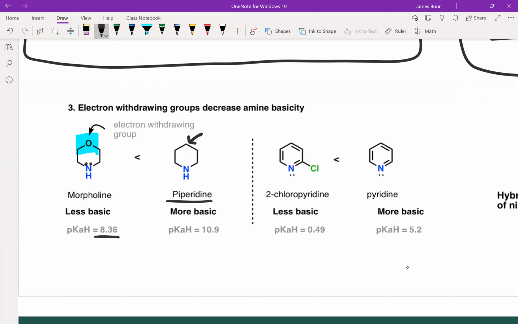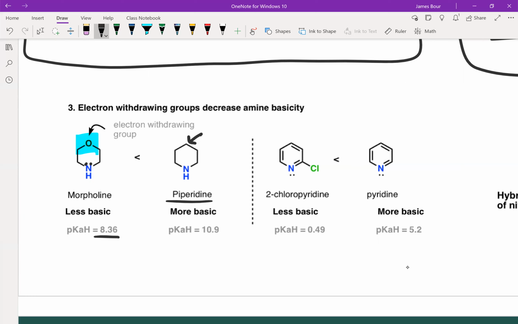And piperidine has a much higher pKa of 10.9. And while 2.5 or so pKa units may not seem like much, this is between 100 and 500 times more basic. That's a lot. So these small changes can have profound effects on the molecule's properties. Piperidine is about 500 times more basic than morpholine with just this oxygen atom.